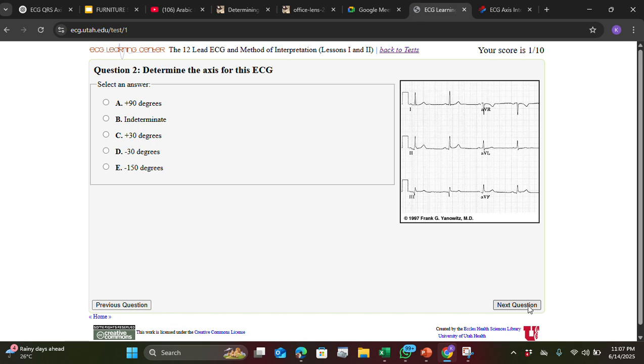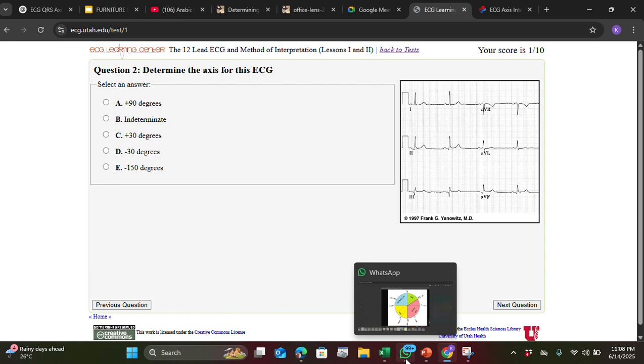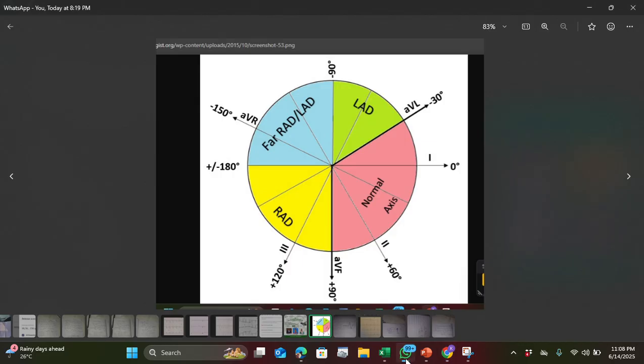So let's go back again. We have minus 150 and plus 30. Which one is close to minus 150? I think that should be AVR. Yes, AVR. And plus 30, we don't even have plus 30 on the graph, so just leave it that way. I beg you, don't go and be adding 360. Just leave it. That's the same way we left that plus 150 on the graph, because this one has exceeded 180 degrees.